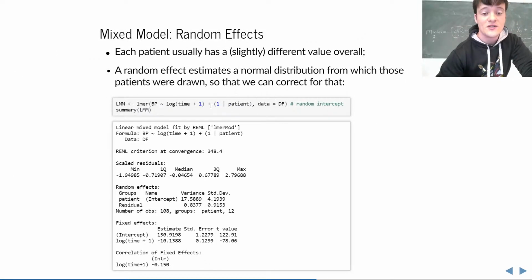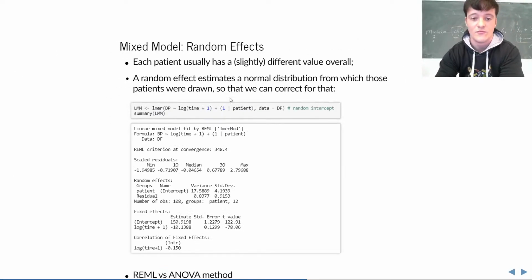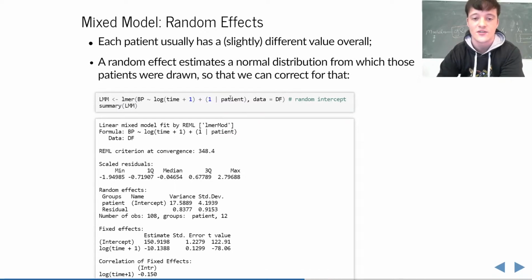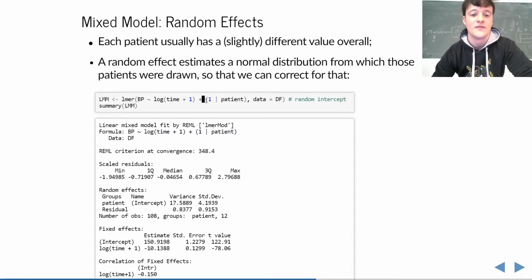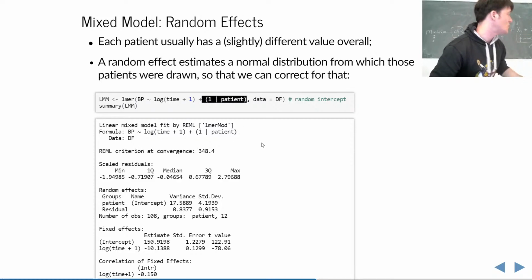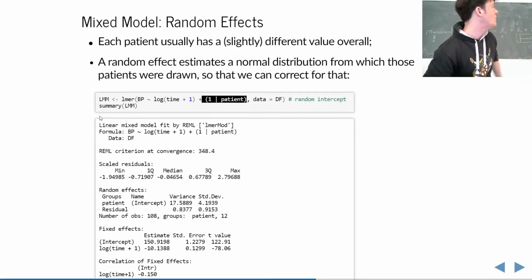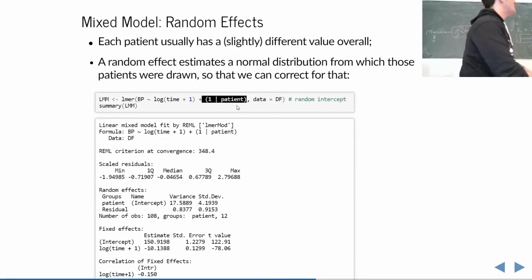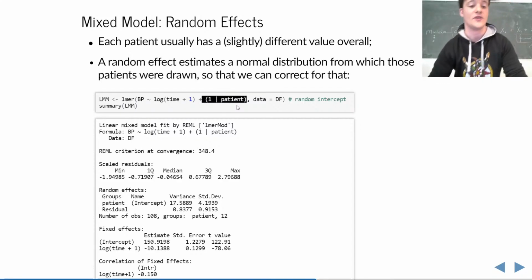Then the random part in the package that we're going to be using in this course is specified like this. This means I want a random intercept. Not super important now because I will explain later what random slope means. For now, this is what a random effect looks like. It's 1 vertical bar patient. That means estimate a random offset for the patients for me. And that's what the model does.